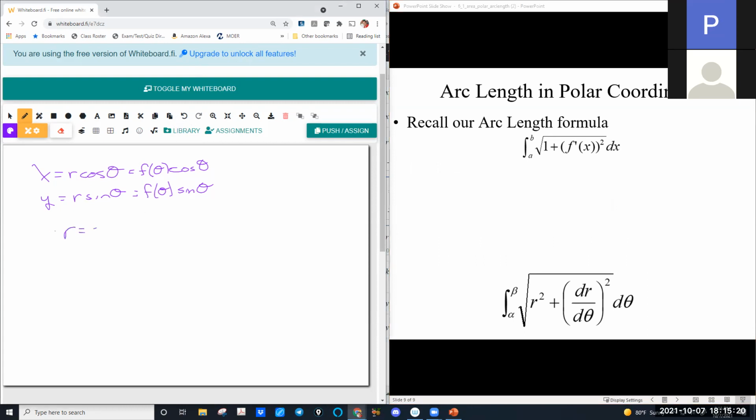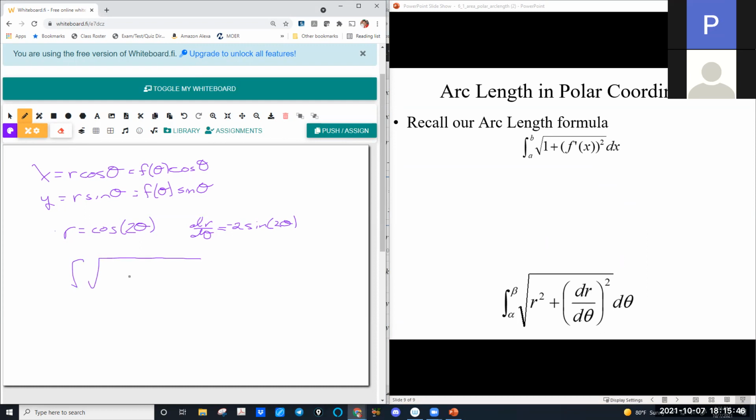So like R equals cosine of 2 theta. It's much easier to do this form because now what do we need? Well, we need dr d theta, which is the derivative of this guy, which is a chain rule. So it's going to be -2 sine of 2 theta. And so now we can set up our integral.